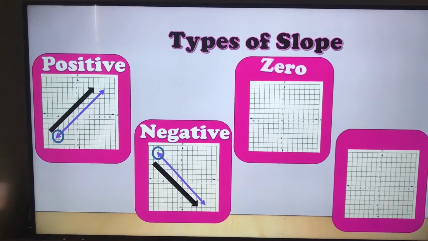Then you have a zero slope. So a zero slope goes from left to right. Okay? That is always going to be a y equals. All of your y's on that line will be the same.